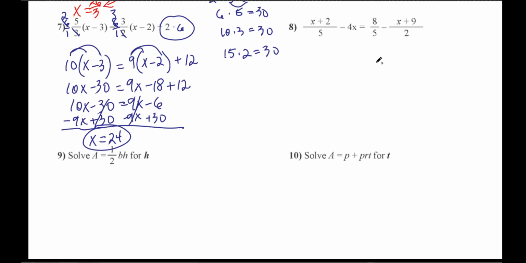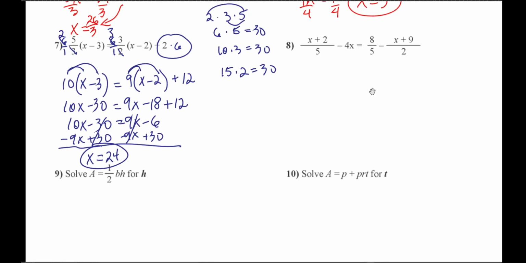Let's do this one just a little bit faster. Let's go back to red. I got a 5, a 5, and a 2. So what number does 5 divide into evenly and 2 divide into evenly? 10. That's the smallest number. There's a lot of numbers that they divide into, but 10 is the smallest one. That's the easiest one to pick. So what I'm going to do is multiply everything by 10. So I multiply this by 10.